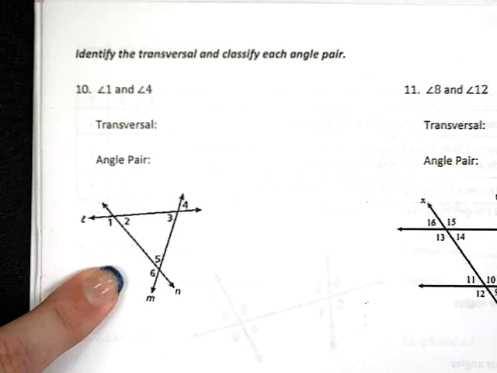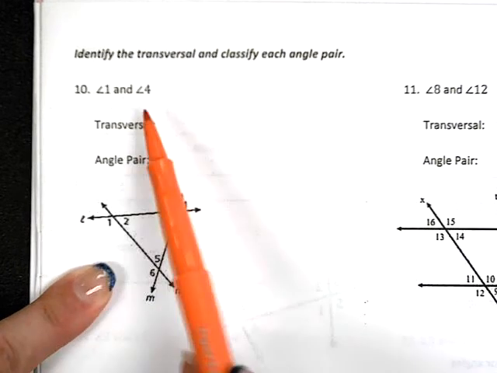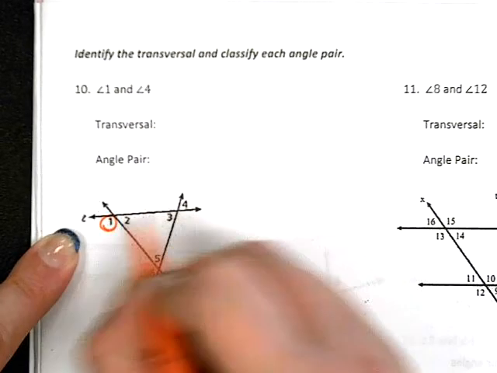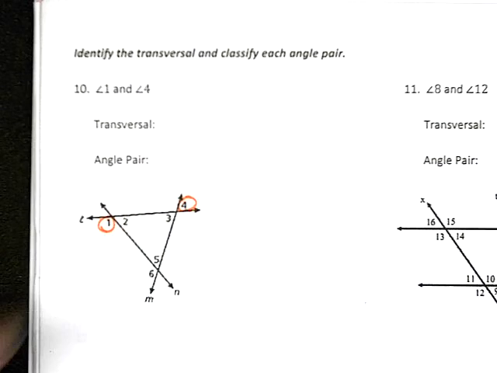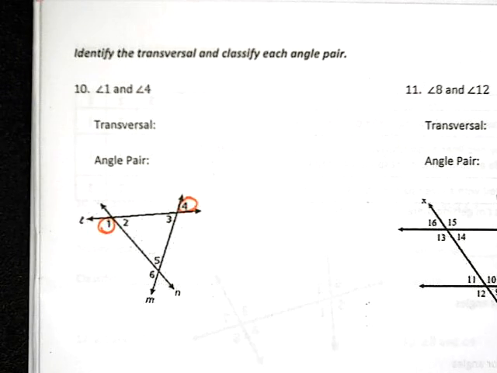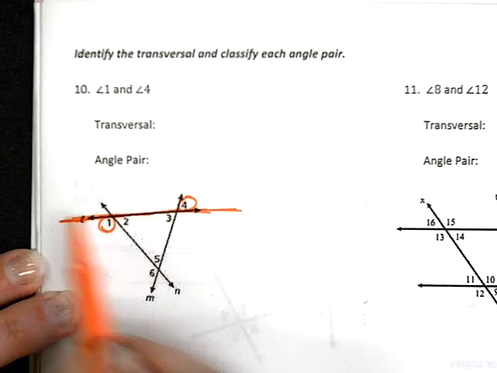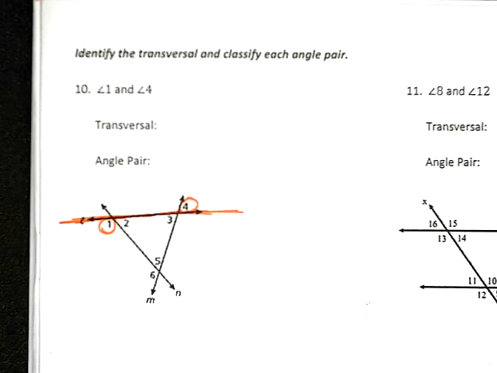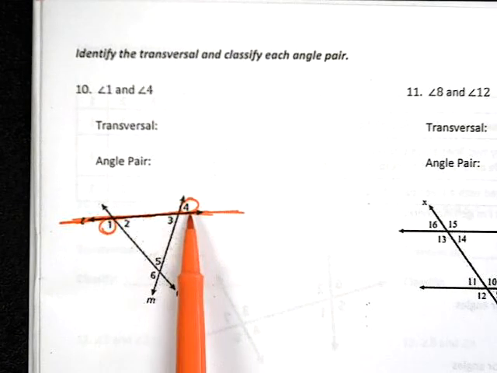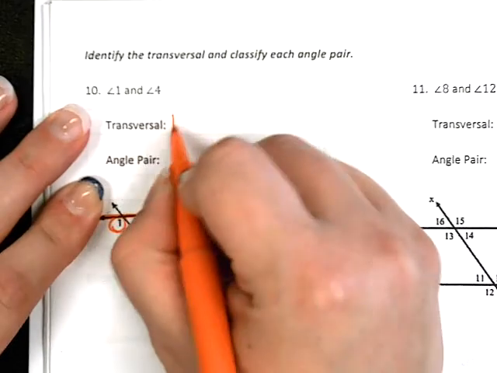Well, this looks a little different than the other one we were just doing, doesn't it? So what I want you guys to do first is figure out which angles we're talking about. So we're looking at angle 1 and angle 4. So here's angle 1 and here's angle 4. Okay, if we circle those, we can kind of see where they're at in our figure, right? And the first thing I would do is I would highlight the line that touches both of them. So if we look here, hopefully you guys agree with me, that line L makes up part of angle 1 and it makes up part of angle 4. That means then that that's my transversal. So my transversal is line L.